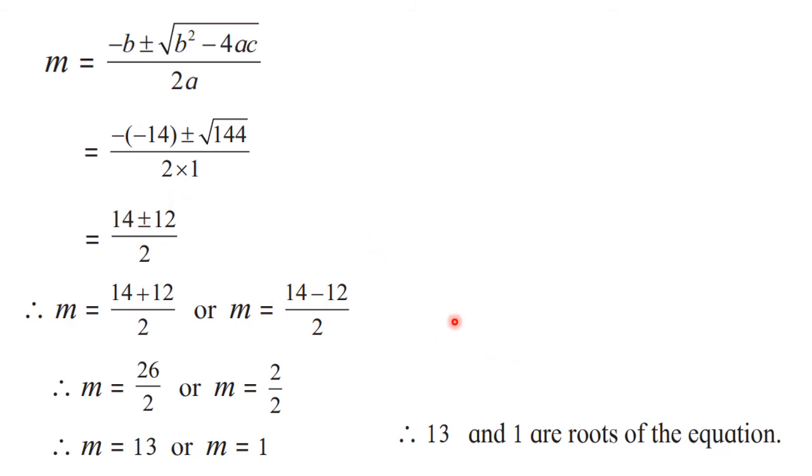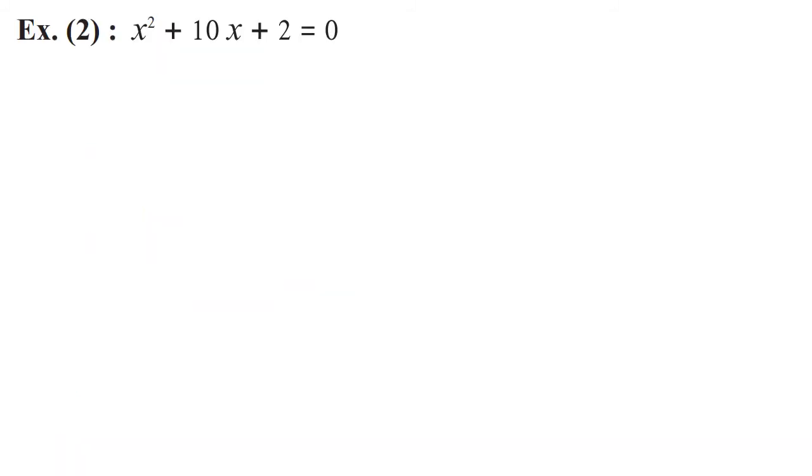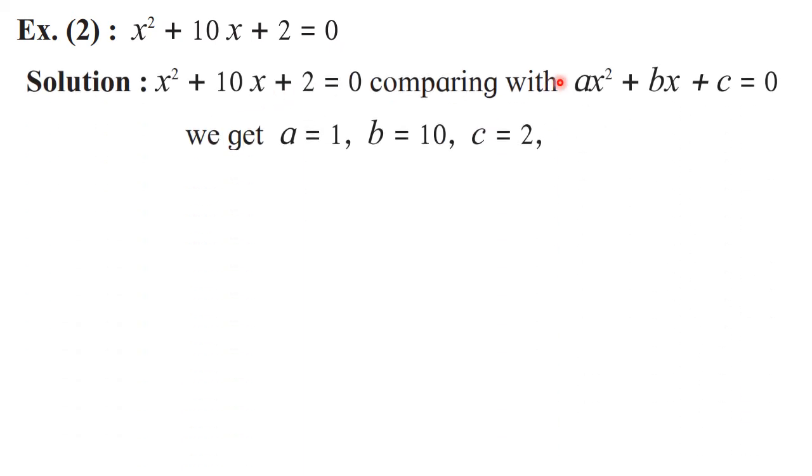So again this question is a 2-mark question solved by the formula method. Okay. Now let us discuss the next solved example. Example number 2. X square plus 10x plus 2 is equal to 0. So observe whether the given equation is in standard form. Yes. So immediately compare it with the standard form, that is ax square plus bx plus c is equal to 0. And then write down the values of a is equal to 1, b is equal to 10 and c is equal to plus 2.